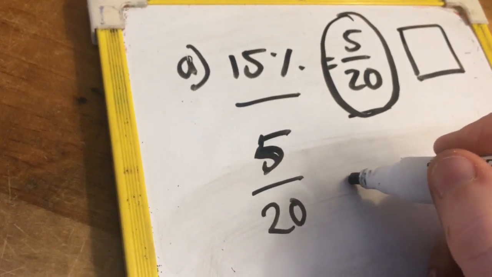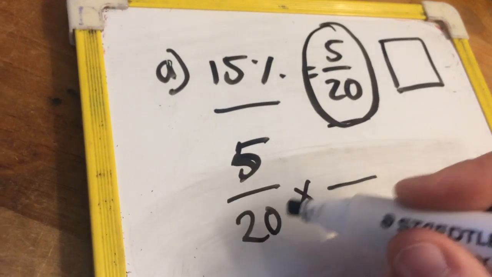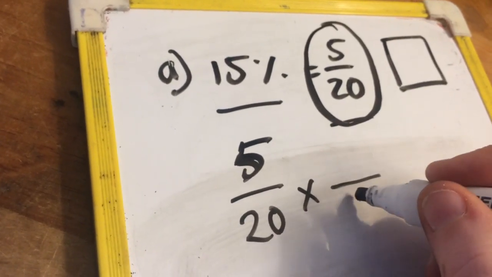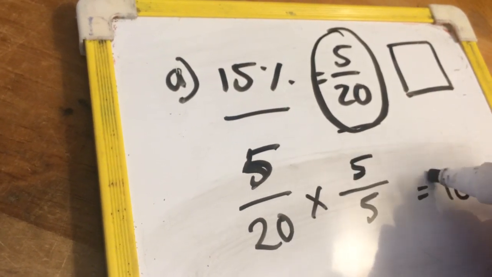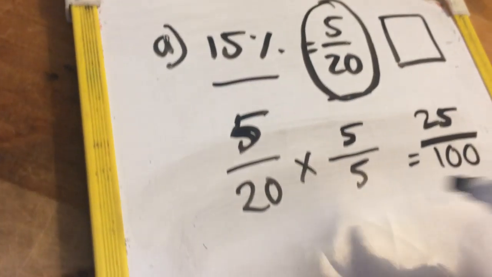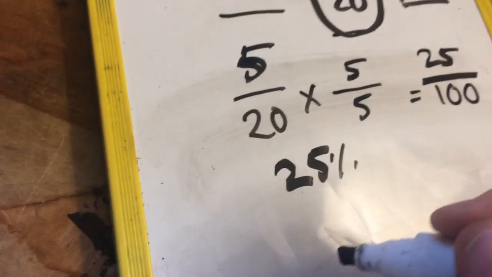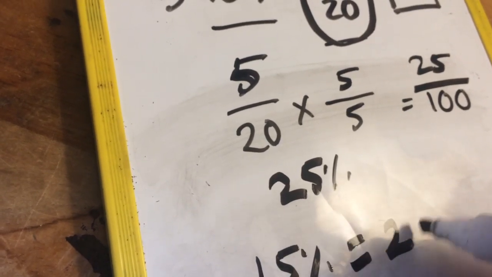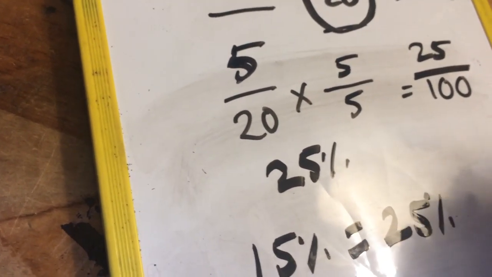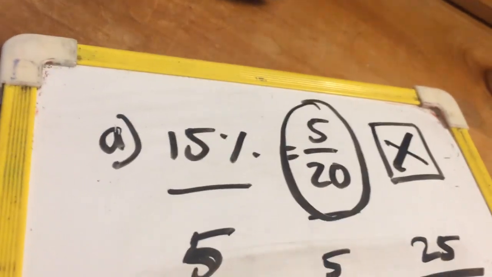So to change that into a percentage, we must multiply it by something to get to 100. So 20 multiplied by what gives you 100? 5 is the answer. Same here, 5 multiplied by 5 gives you 25. So the percentage is 25%. Now, the question asked you, 15%, is it equal to 25%? And now you know that the answer is no. So that is a false. All right, so that's how you do that particular sum.